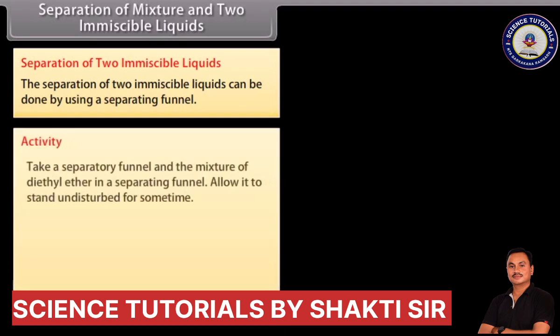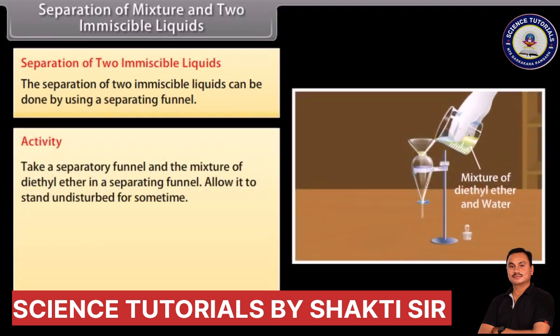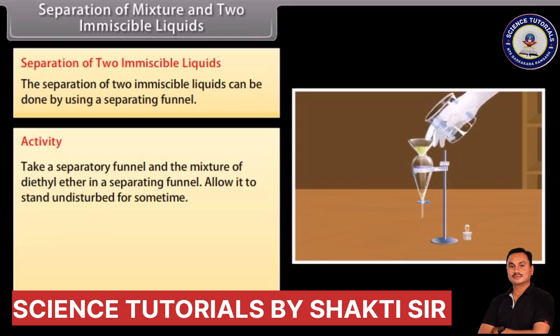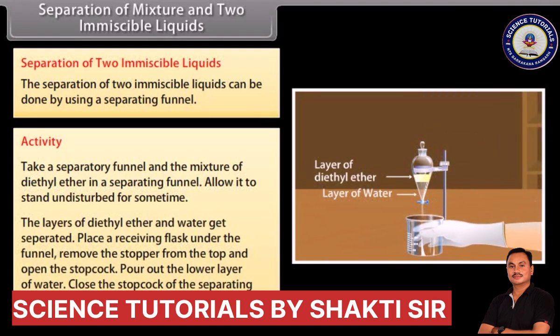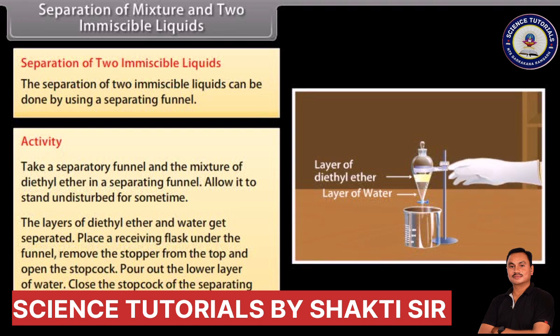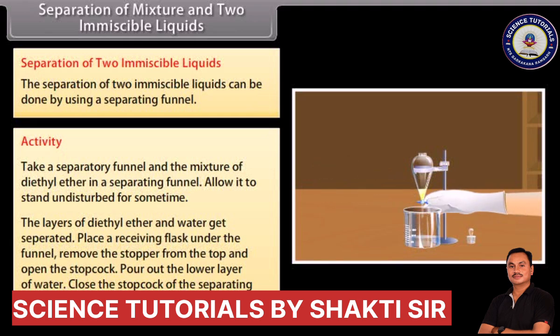Activity. Take a separating funnel and the mixture of diethyl ether and water in it. Allow it to stand undisturbed for some time. The layers of diethyl ether and water get separated. Place a receiving flask under the funnel, remove the stopper from the top and open the stopcock. Pour out the lower layer of water. Close the stopcock of the separating funnel as diethyl ether reaches the stopcock.